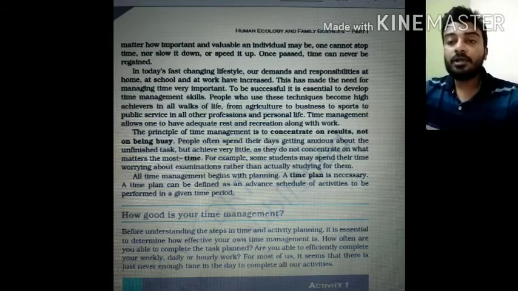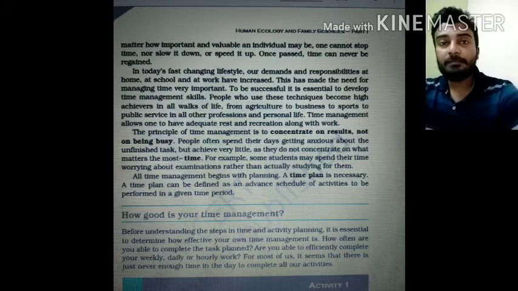So how good is your time management? Before understanding the steps in time and activity planning, it is essential to determine how effective your own time management is.